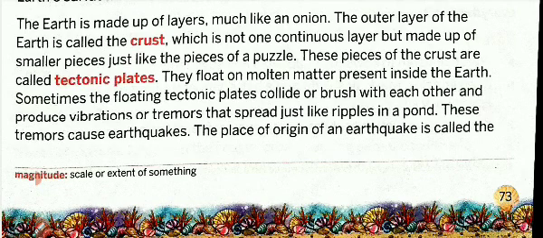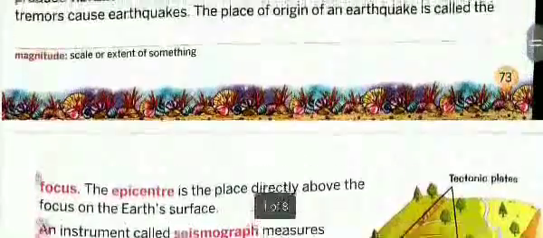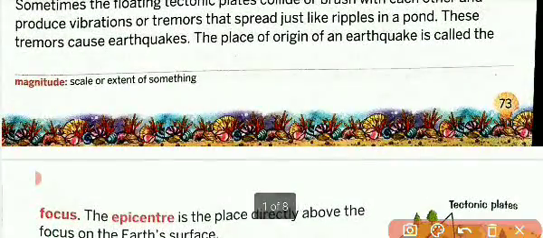Similarly, the tectonic plates also, exactly like that, touch each other or bang with each other, and when it happens, then there is an earthquake. Okay. And where does this take place? This takes place at the origin of the earthquake. The place of the origin of an earthquake is called the focus. So we will underline from here, the place of the origin is called the focus. Okay.